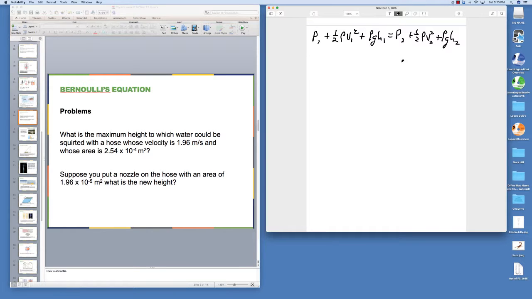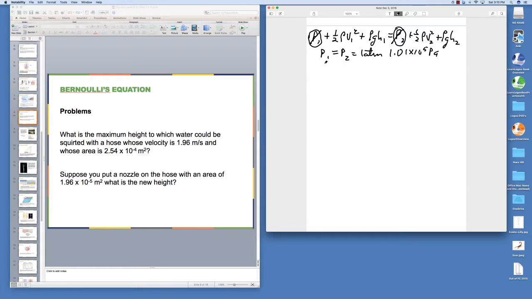Now there are certain assumptions we have to make. First of all, that in both situations the pressure is going to be equal to each other and is equal to 1 atmosphere. But since the pressure is equal to each other, then we can take those out of the equation. This, by the way, is 1.01 times 10 to the 5th pascals, in case you were wondering.